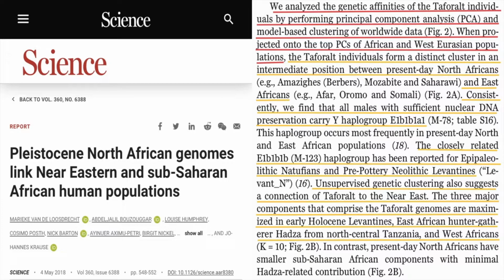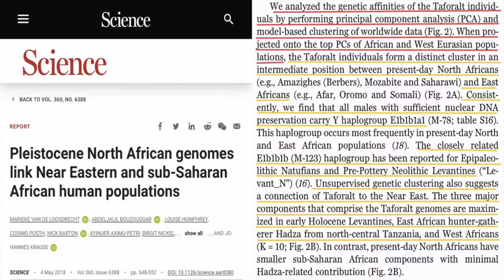So it says, we analyzed the genetic affinities of the Taforalt individuals by performing principal component analysis, PCA, and model-based clustering of worldwide data. When projected onto the top PCs of African and West Eurasian populations, the Taforalt individuals form a distinct cluster in an intermediate position between present-day North Africans and East Africans. Consistently, we find that all males with sufficient nuclear DNA preservation carry Y haplogroup E1b1b1a1 M78. The closely related E1b1b1 M123 haplogroup has been reported for Epipaleolithic Natufians and pre-Pottery Neolithic Natufians.